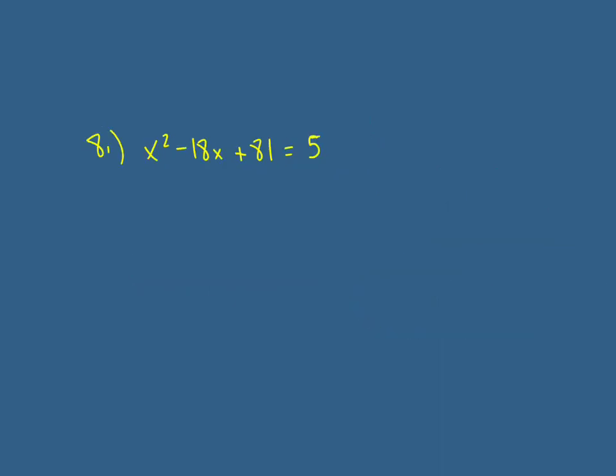8, another one that's a perfect square trinomial. It's got 3 terms. X squared is x and x, 81 is 9 and 9. It works out for the middle, so I get to write it as x minus 9, x minus 9. Since those match, I get to write it as x minus 9 squared equals 5. Once again, now that I'm down to one variable, I get to do PEMDAS backwards.